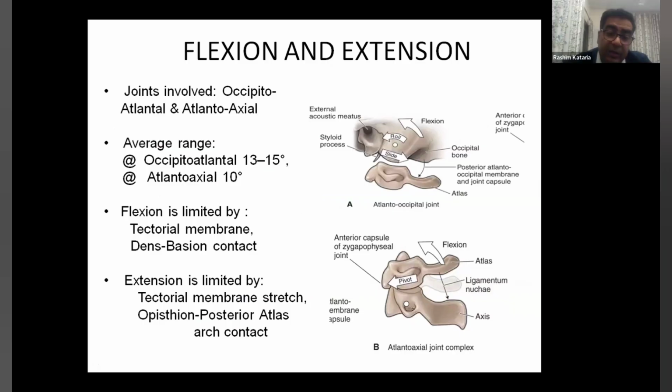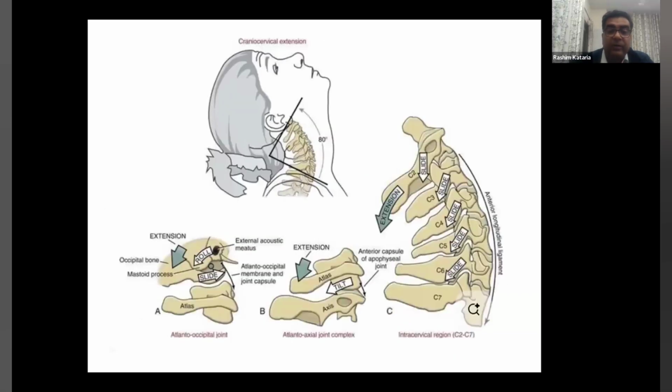Similarly, the extension is limited by the stretch of the tectorial membrane and the contact of the opisthion with the posterior arch of the atlas. So it doesn't allow further extension to happen. So this is how things work.